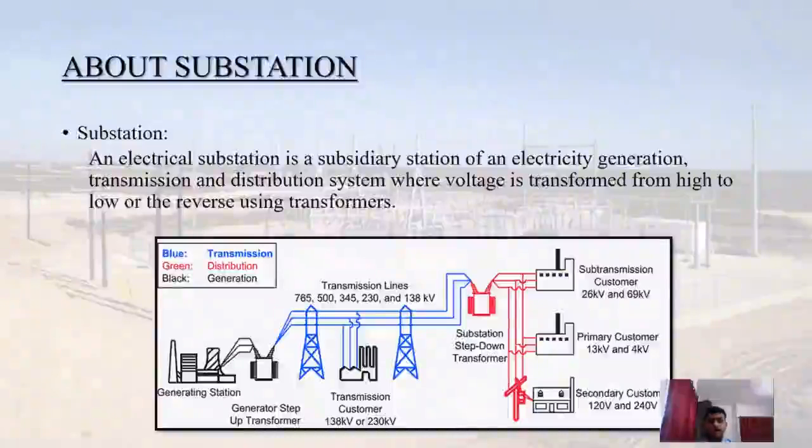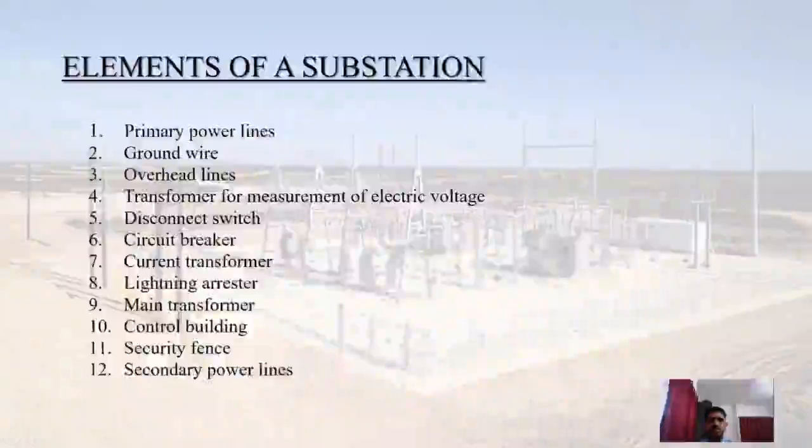We can see here that there is a generating station. There is a generator step-up transformer. We have transmission lines, and then a substation, which is a step-down transformer, and then sub-transmission customers. Then we send it to the customers. We distribute it. In this slide, we are going to look at some of the main elements of a substation.